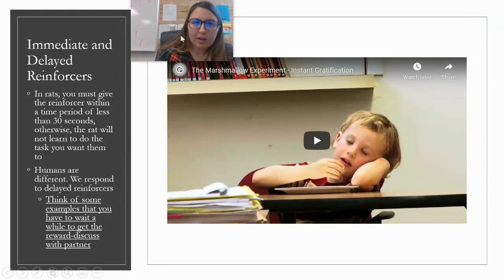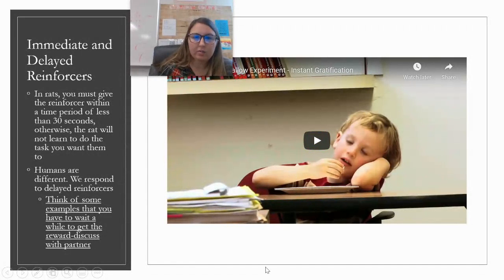Now, we're also going to talk about immediate and delayed reinforcers. So in rats, you have to give the reinforcer within a time period of less than 30 seconds. So the animal does the behavior, you give them the reward. Otherwise, the rat's not going to learn the task you want them to do. Humans, though, are different. We respond with delayed reinforcers.